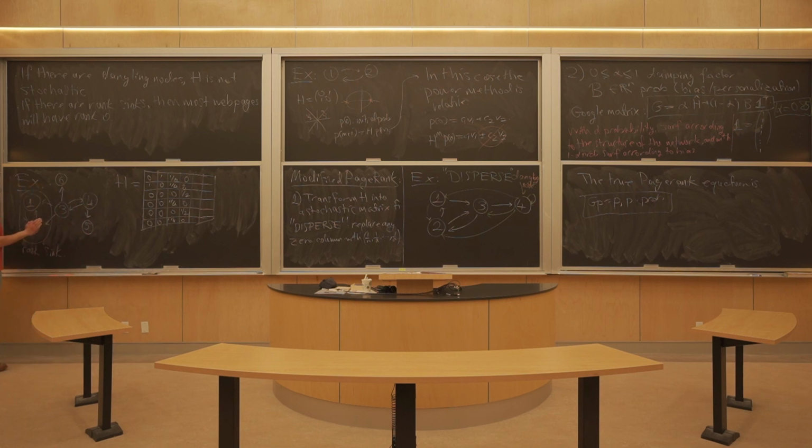5 doesn't point to anything, so that's going to be all zeros. 6 doesn't point to anything, that's going to be all zeros. Now I apply my pre-processing procedure to turn it into H hat. So before these entries were all zeros, now they're all going to be 1 over 6s. Okay, so now it's a column stochastic matrix, as you can see.